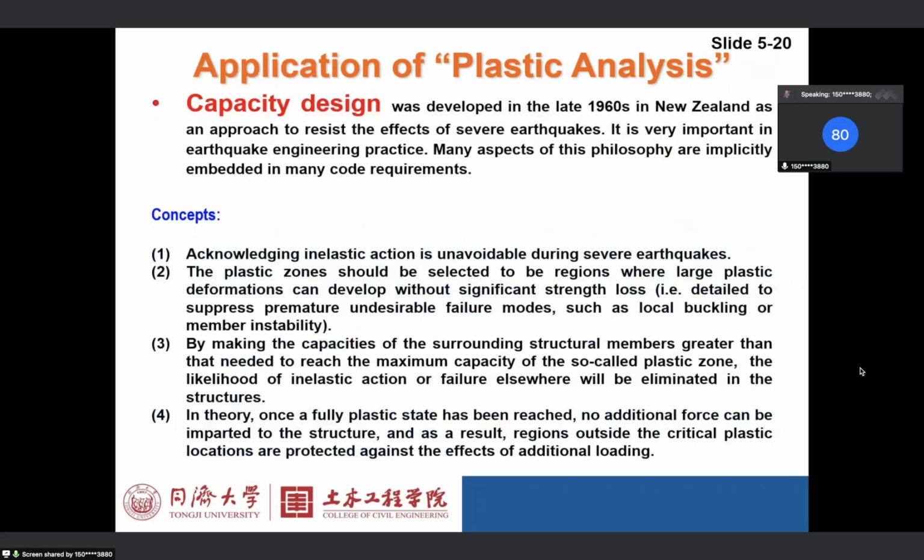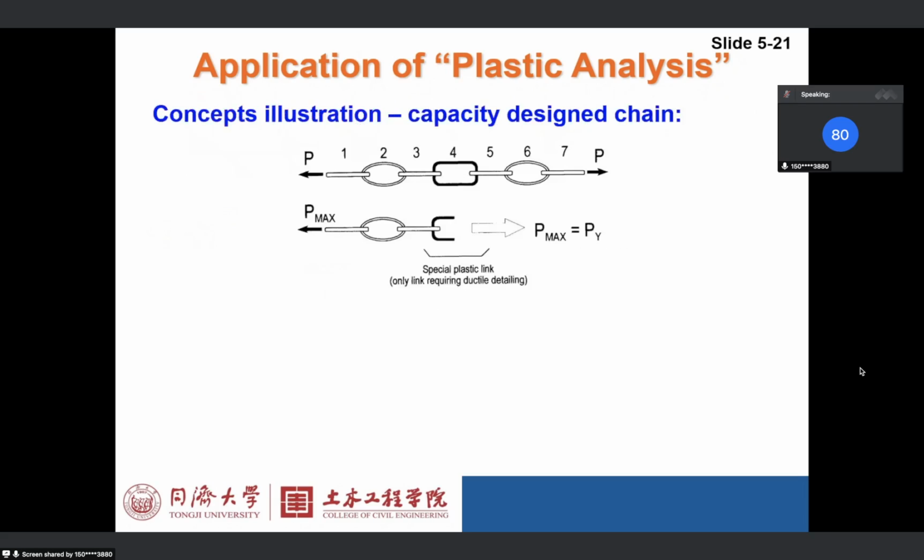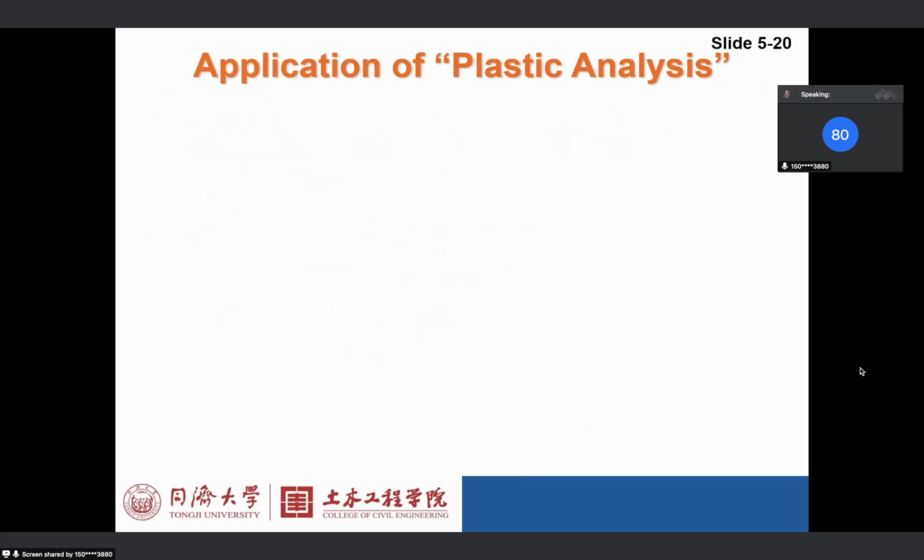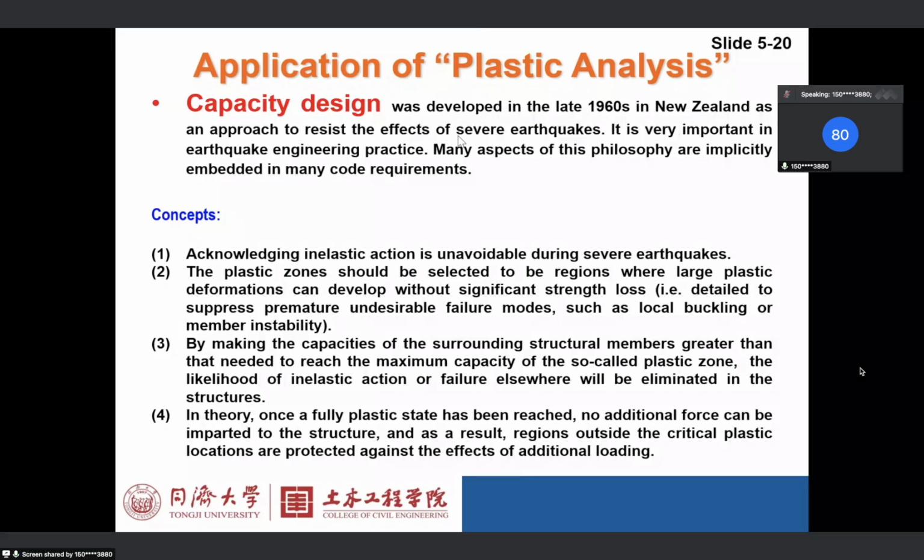What I would quickly go through before ending today's class is the application of plastic analysis. So in real design practice, how can we use plastic analysis to solve problems? First, I would like to talk about capacity design.